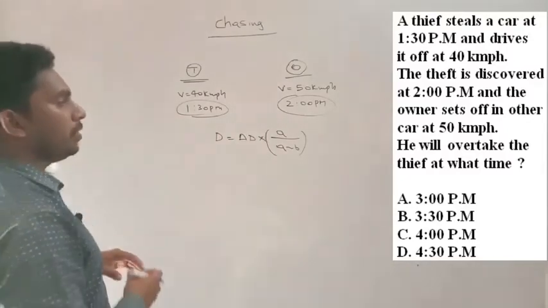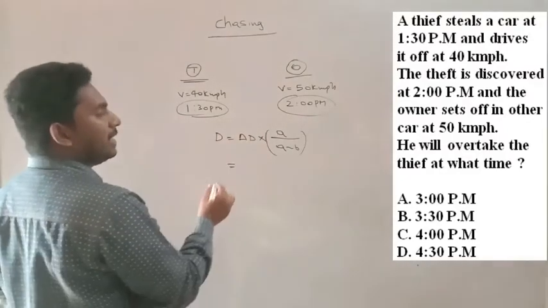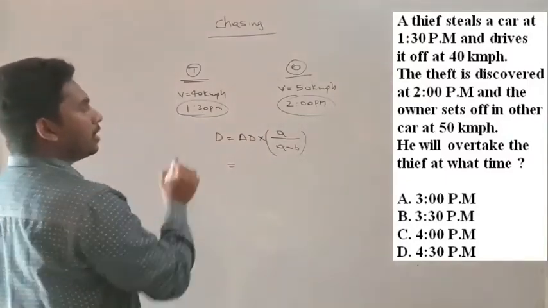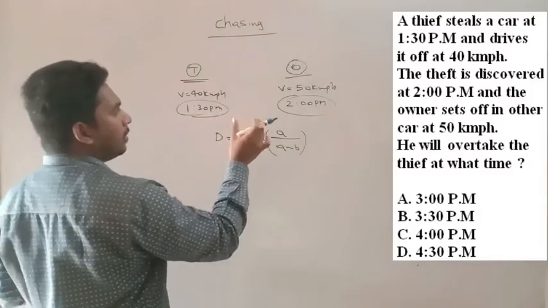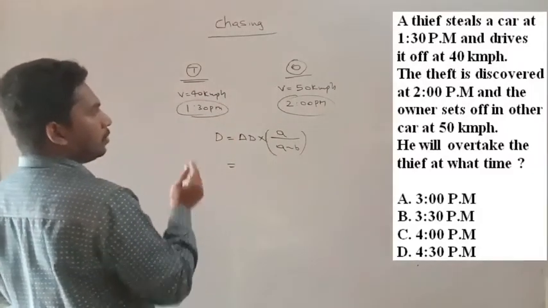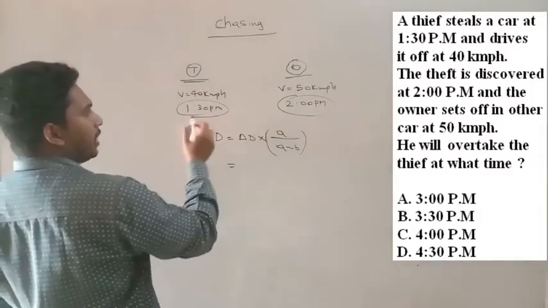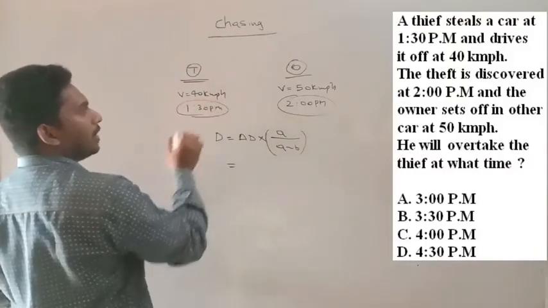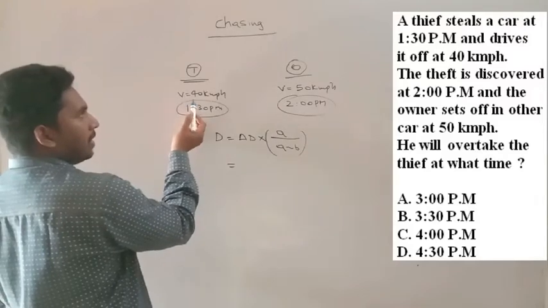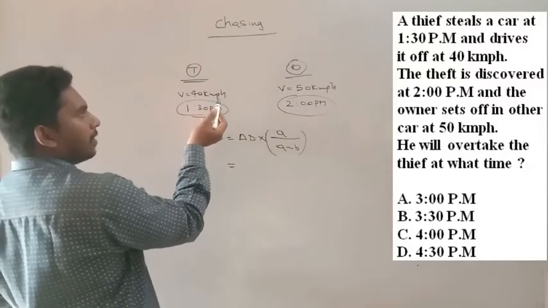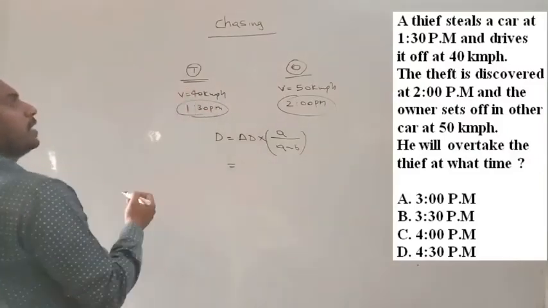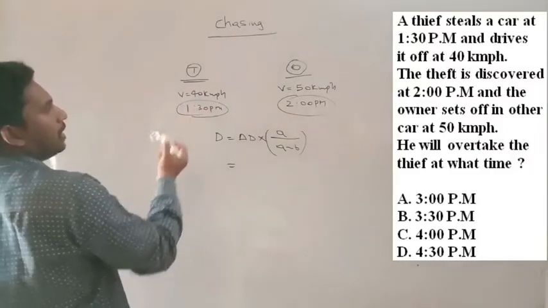So what will be the delta d here? Here they have given delta t, the difference of times. After half an hour the owner started, so the difference in times is half an hour. In 1 hour he travels 40 kilometers, so the speed is 40 kilometers per hour. But in half an hour, what would be the distance traveled by him? That will be half of this, that is 20 kilometers.